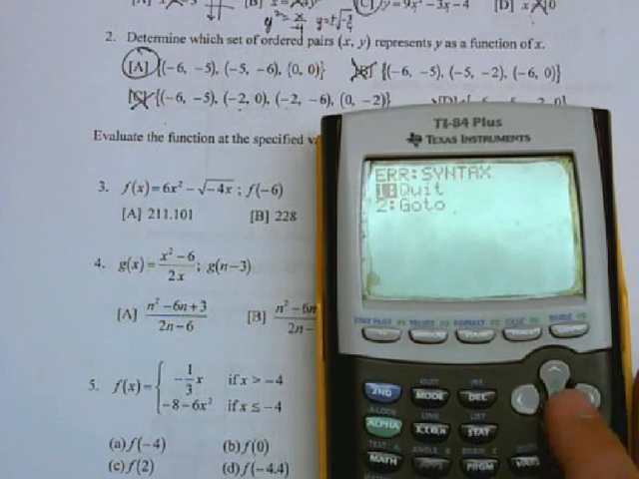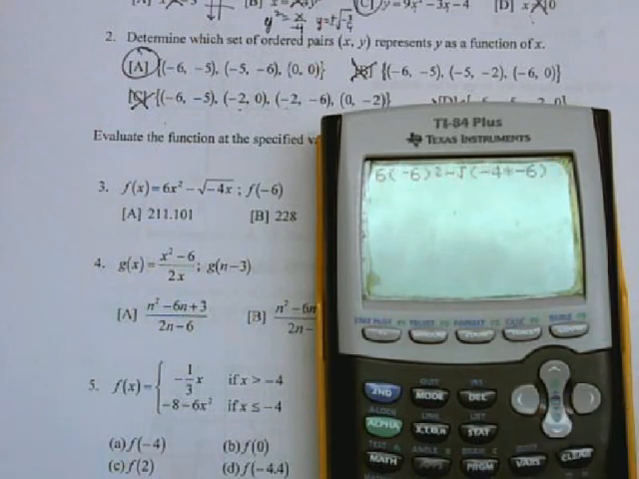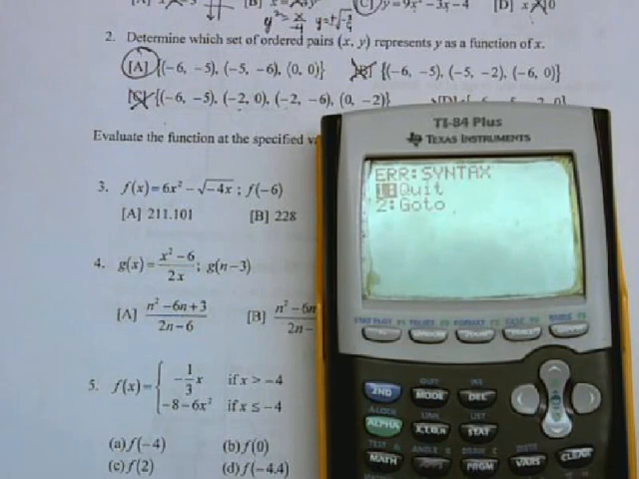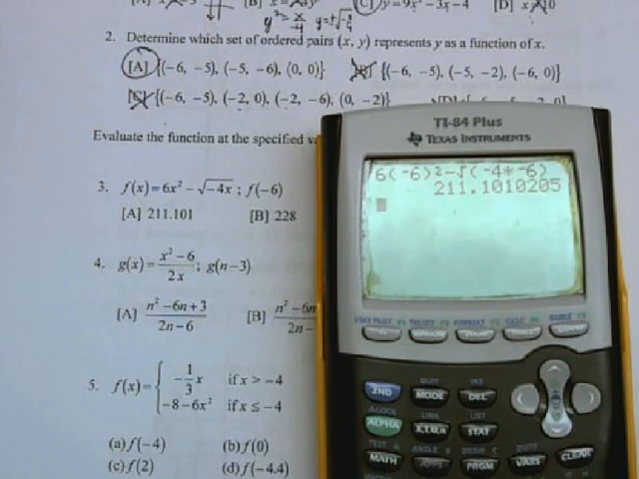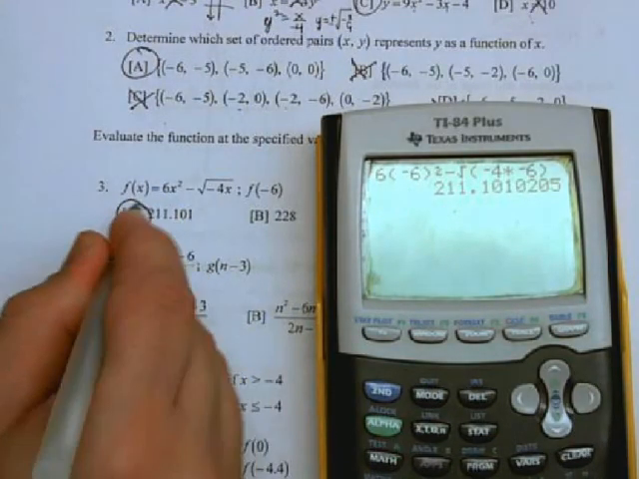And of course I made an error. What did I do here? Oh, I used the minus of the negative. Looks like I made another error. This is wonderful. Did it again. So there we go. Negative 4 times negative 6. And our answer is about 211.101, which matches with A.